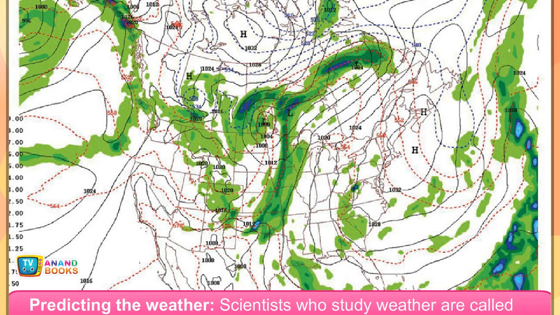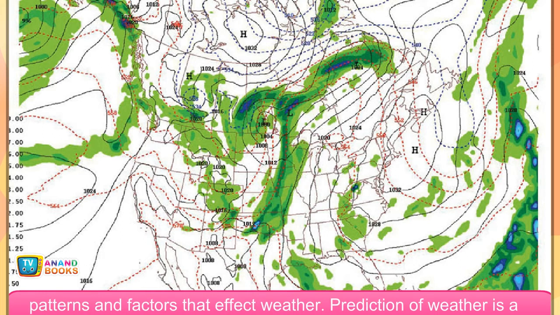Predicting the weather. Scientists who study weather are called meteorologists. They can predict weather by studying several patterns and factors that affect weather. Prediction of weather is a complex phenomenon and sometimes goes wrong.